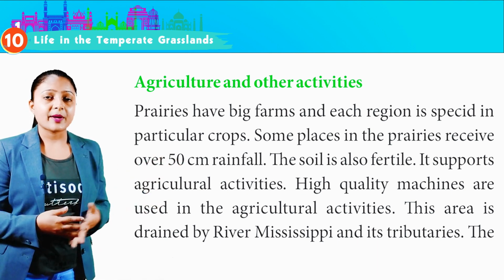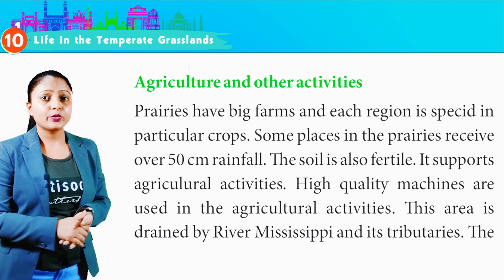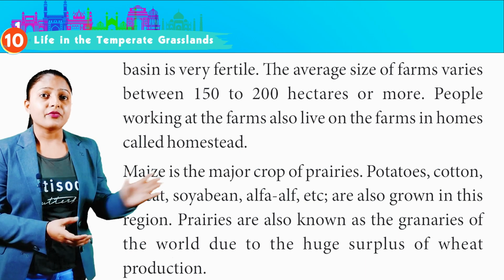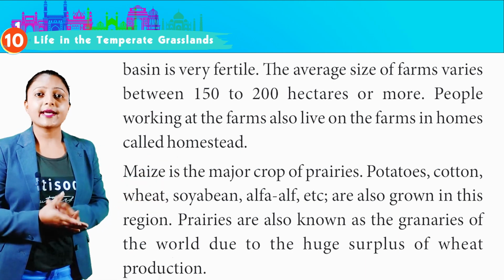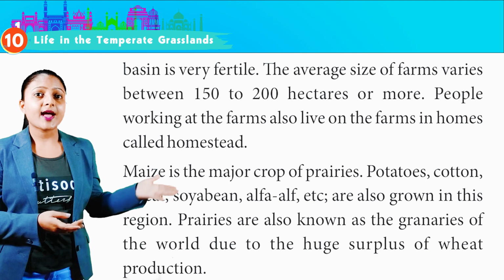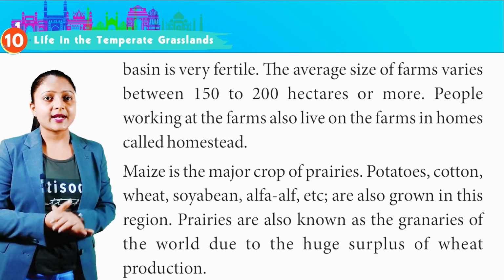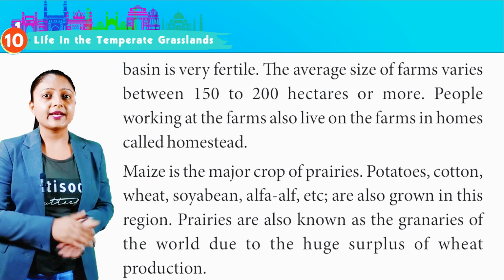This area is drained by River Mississippi and its tributaries. The basin is very fertile. The average size of farms varies between 150 to 200 hectares or more. People working at the farms also live on the farms in homes called homestead. Maize is a major crop of prairies.